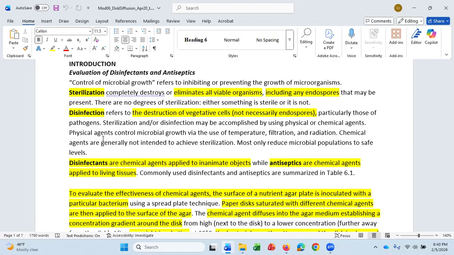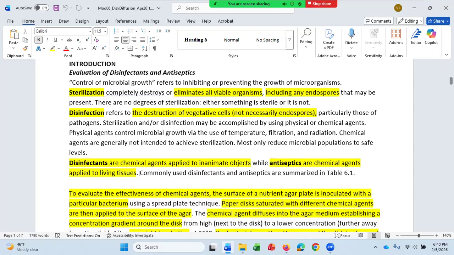Most disinfectants is a chemical agent that's applied to an inanimate object. So chlorine bleach, when you're using it to clean the toilet, it is a disinfectant. An antiseptic is a chemical agent applied to living tissue. Tincture of iodine is a common antiseptic.